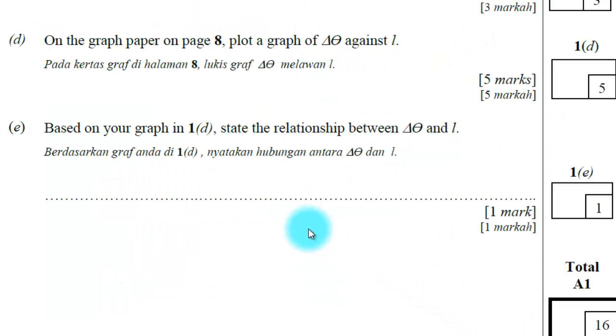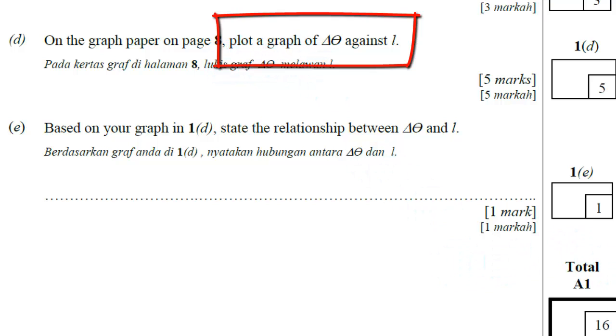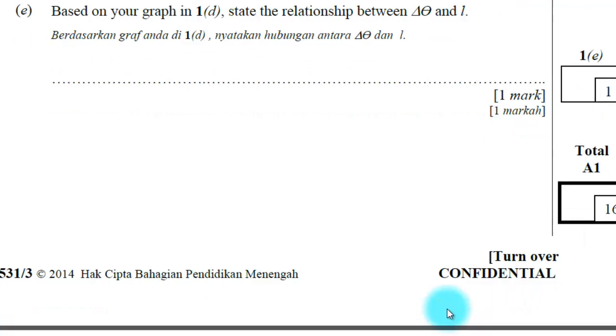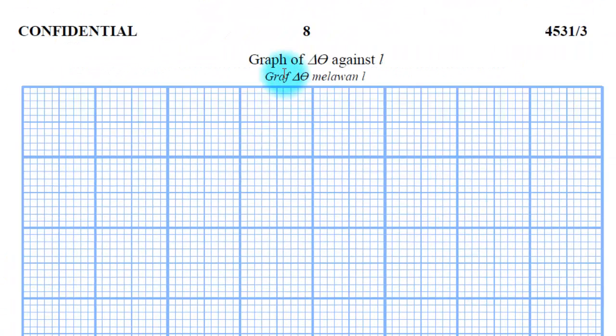Okay, 1D. On graph paper on page 8, plot graph of delta theta against L. So the title of the graph is already given, delta theta against L. Remember, the first variable must be your vertical axis. So delta theta is your vertical axis, and then L will be your horizontal axis.